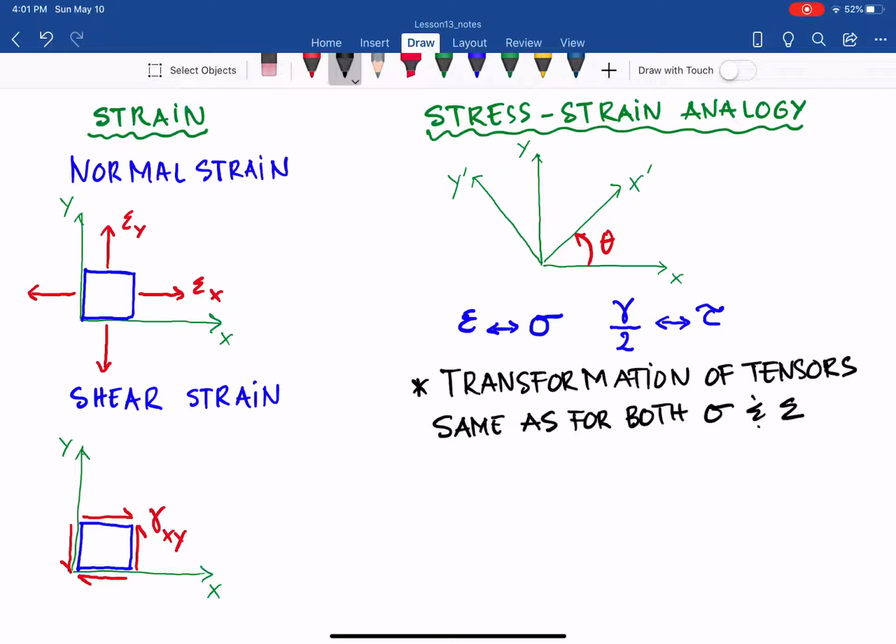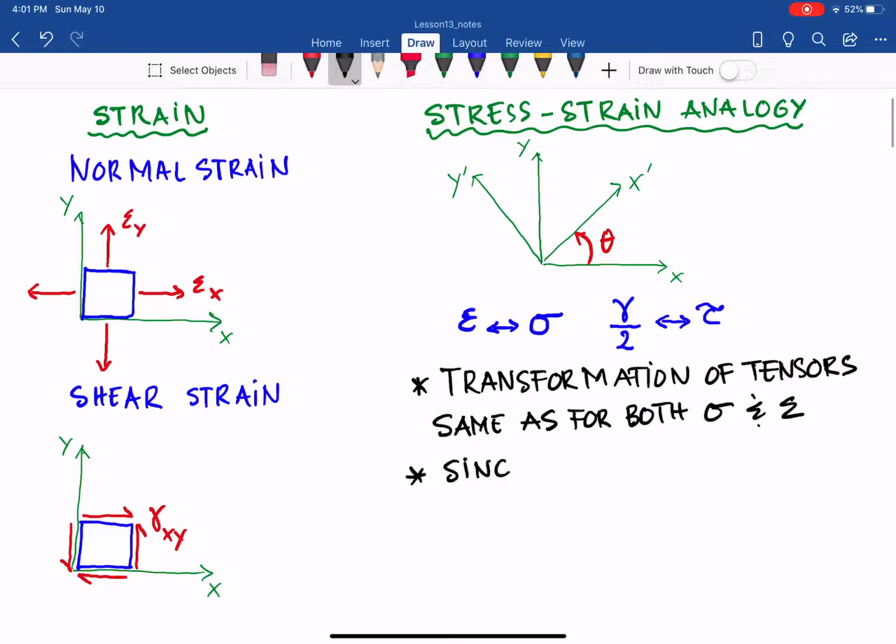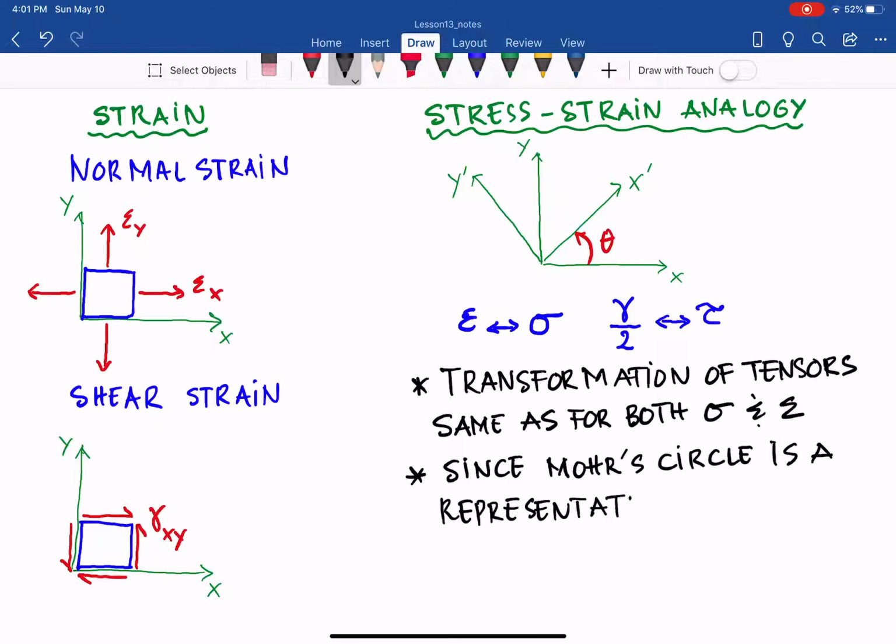And it also applies to Mohr's circle, because Mohr's circle is a representation of a tensor. So a state of stress can also represent a state of strain. So with that we can say, since Mohr's circle is a representation of a tensor.